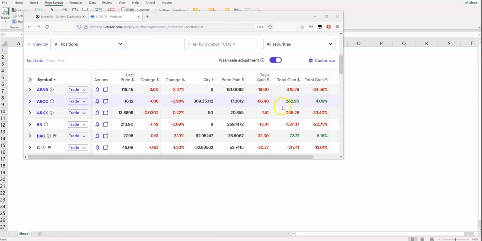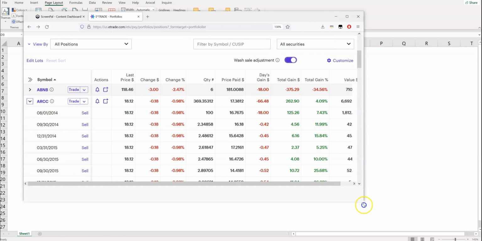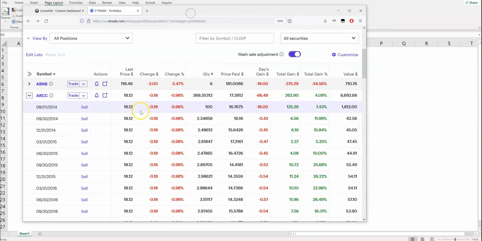What's important about this is that when you reinvest your dividends, it doesn't really get reflected properly in the total gain in dollars and percentages. To illustrate that, hit this little caret here on the side, and this now shows you all of your lots that you've purchased. Every time you've purchased the stock, it shows you the date it was purchased, how many units of the stock, and what price you paid for it. And if you have dividends reinvested, which you should, it'll show you each time a dividend purchase was made as well and what the price was.